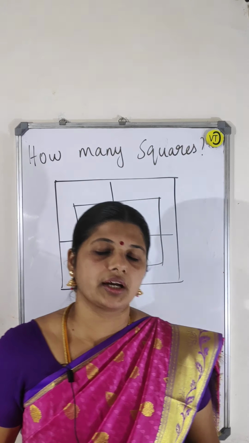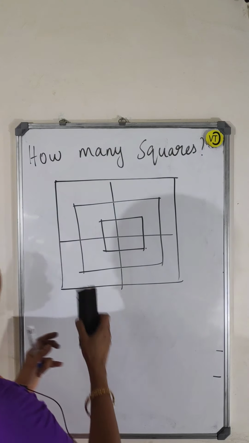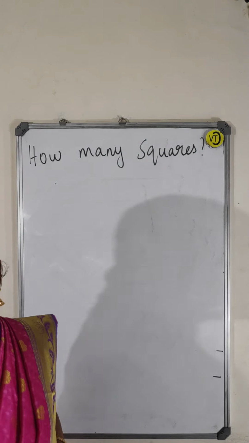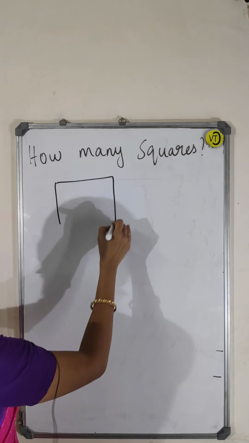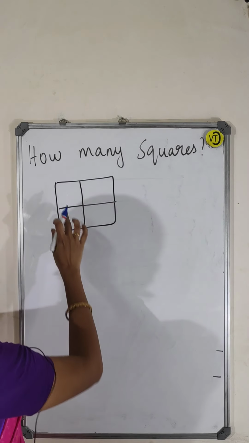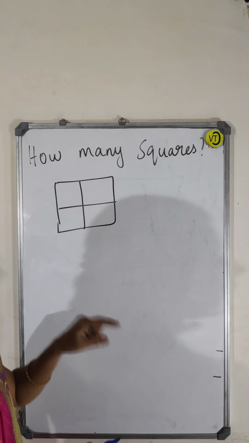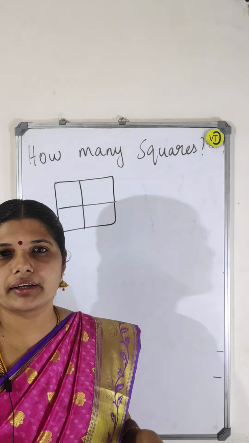Okay guys, first will be the small square. If I take the small squares, how many squares are there? 1, 2, 3, 4, 5. Am I right? Small means automatically you will be telling.